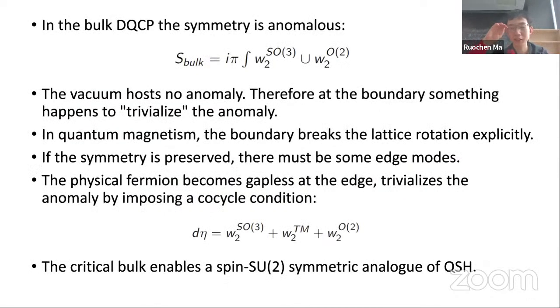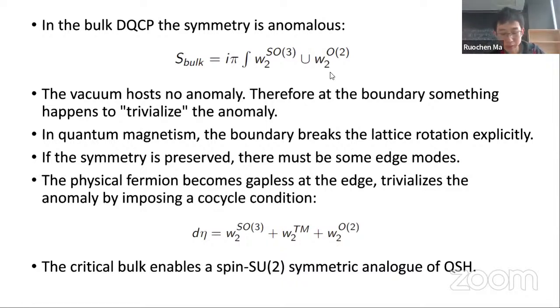So after this intuitive picture, let us give a mathematical proof, and this should be the final slide of my talk. In the bulk deconfined quantum critical point, we know that the symmetry is realized in an anomalous manner, in the sense that the bulk transition can be viewed as a boundary theory of a symmetry protected topological phase in one higher dimension, with a topological action written here.